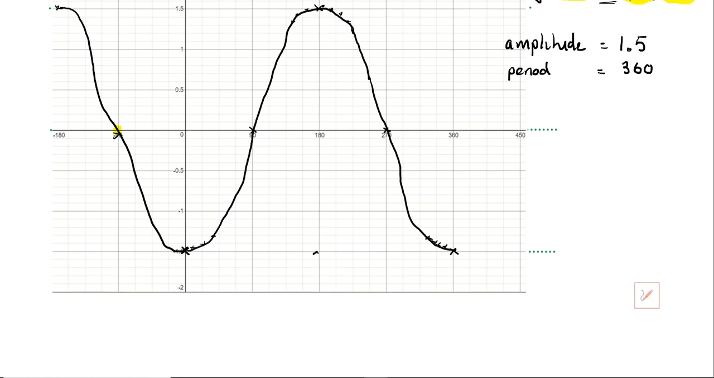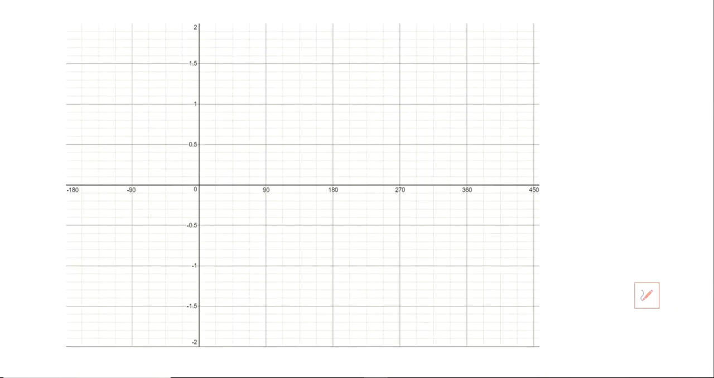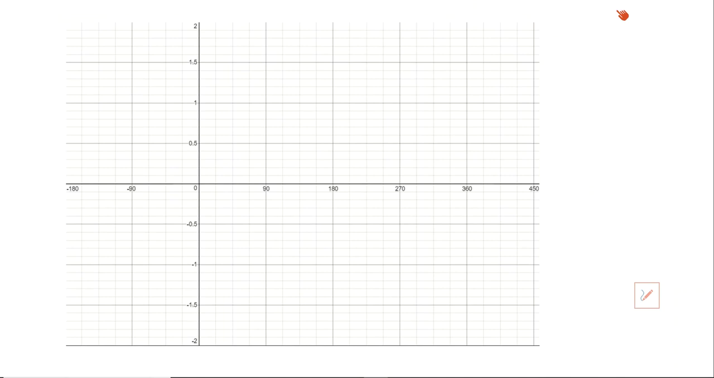Alright, let's move on then. Let's have a look at changing something. Okay? We're going to draw y equals sine of 2x plus half. Okay.